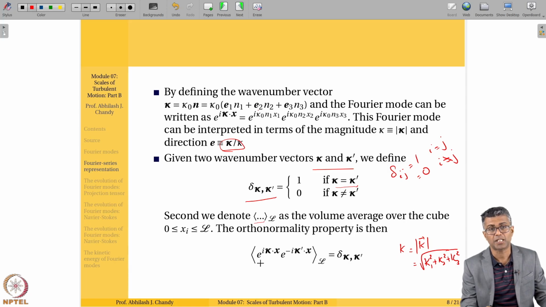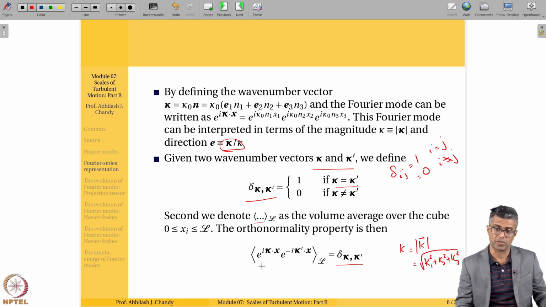So I have e to the i kappa dot x times e to the minus i kappa prime dot x, averaged over the entire volume, is going to be equal to the Kronecker delta, meaning it is going to be equal to 1 if kappa is equal to kappa prime, and it is going to be equal to 0 if kappa is not equal to kappa prime. So I hope that is clear. This is the orthonormality property that is satisfied for Fourier series.